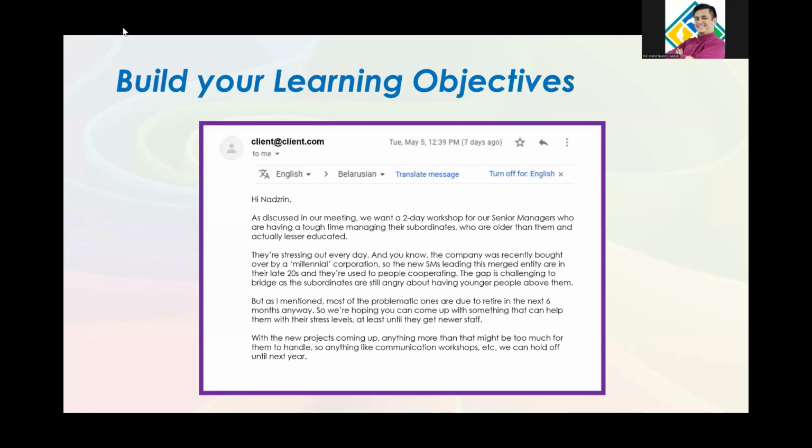All right, there we go. So after this 2-day workshop, Dina says they will be able to identify stressful situations. Mohammed says they will be able to control their emotions. Good. Let's see what else others can come up with. Safia says, by the end of the workshop, the senior managers will be able to identify their feelings and what triggers them. Nice.